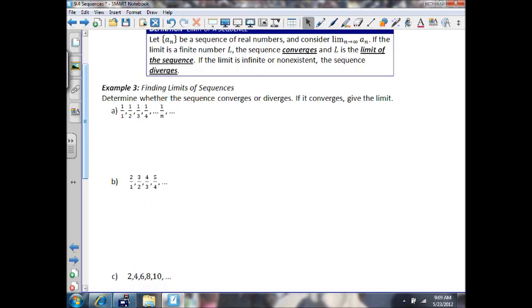Now determine whether the sequence converges or diverges. If it converges, give the limit. So this is what we're going to find the limit of. The limit of 1 over n as n approaches infinity. Now from our previous chapters, you know if you take 1 divided by a super huge number like infinity, it's going to go to 0. It's going to get smaller and smaller and eventually go to 0. So this will converge to 0.